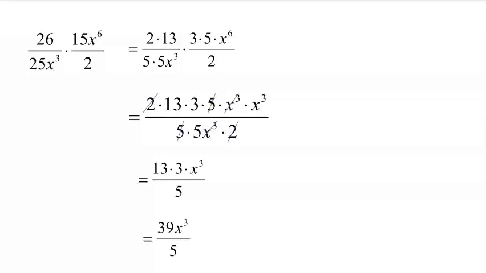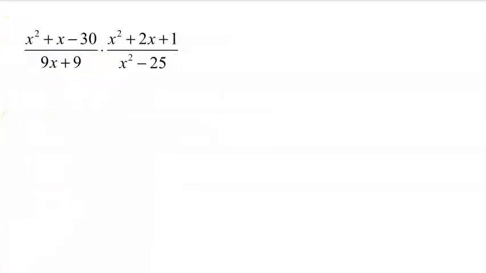So again, you'll notice the process of multiplying two fractions is essentially identical to the process of reducing a fraction. But these are all monomials. The more challenging question is this when we have polynomials to work with. And our process is going to be to factor each piece. X squared plus x minus 30, x plus 6 times x minus 5.